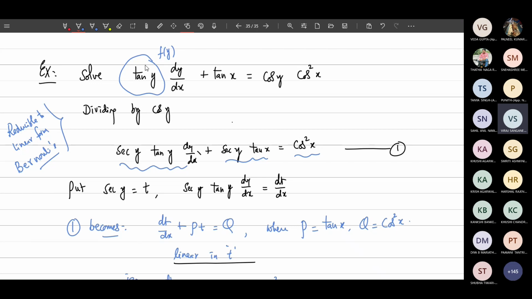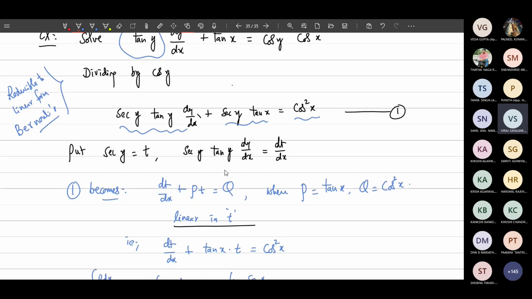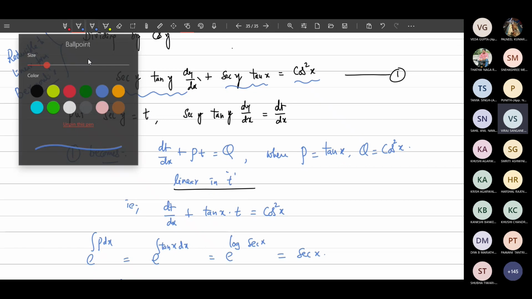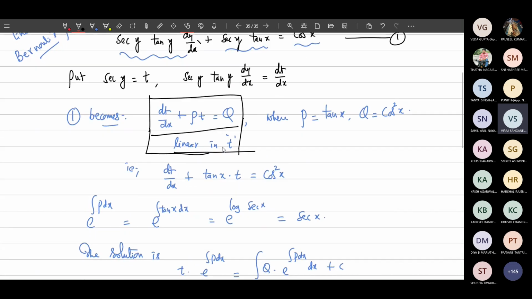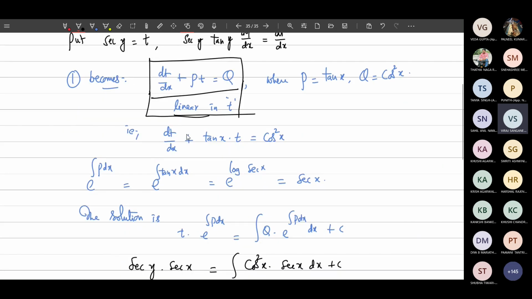If it is a function of x, then dt by dy you will get. If it is a function of y, then you have to get rid of the y functions on the right hand side. Suitably, you take what is t, so that this entire thing is converted in terms of t and x. Therefore, this is linear in t. So once it is linear in t, then the solution is clear, like in place of y, we have t.